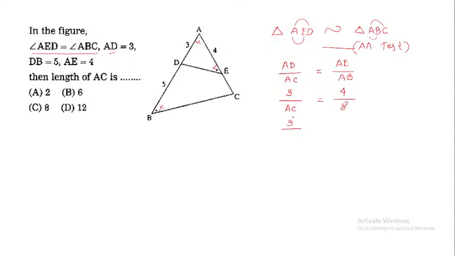So 3 divided by the length of segment AC. Let the length of segment AC be x. Now if we cross multiply, we get 3 into 8 is equal to 4 into x. If we transfer 4 to the left hand side, 3 into 8 divided by 4 is equal to x. Dividing 8 by 4 gives 2, so 3 into 2, that's 6, is equal to x. So the length of segment AC is 6, which is given at option B. So option B is the correct alternative for this question.